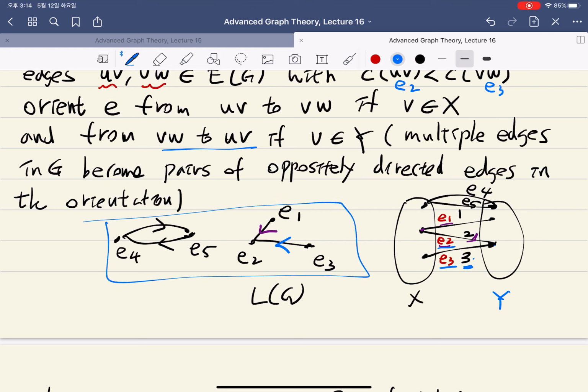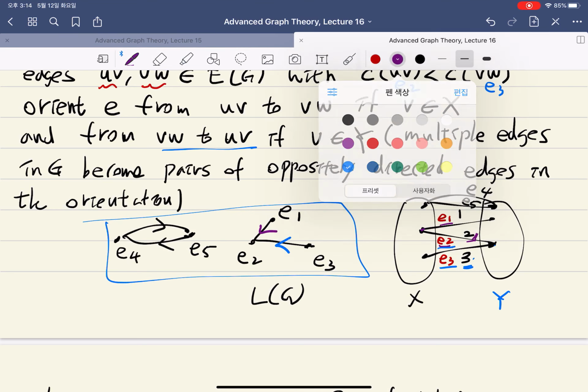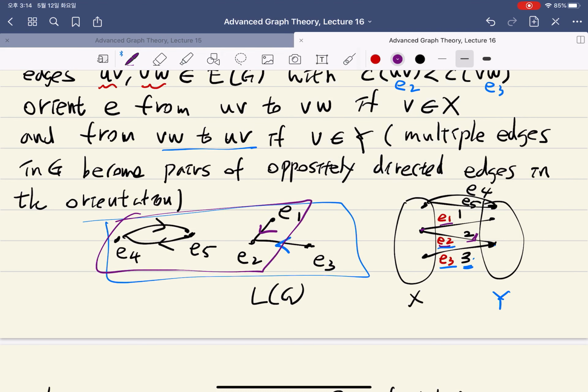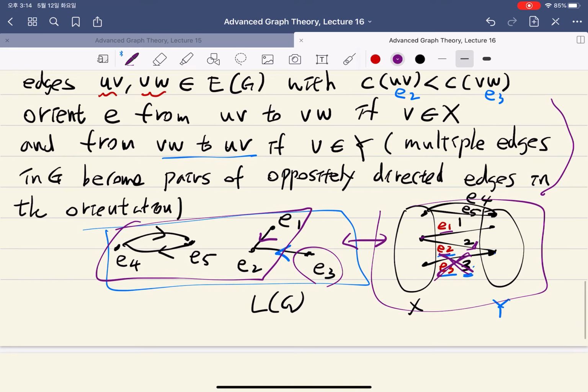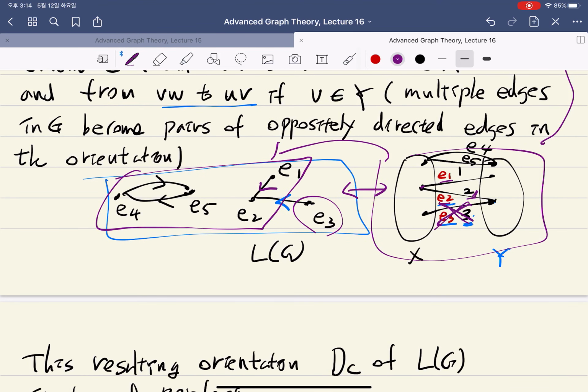in here, if you take a certain induced subgraph, then we exclude this vertex, E3. Then that's the same as we delete this E3. Here, these two are the same. So what we do is we delete some edges here, and then we go through this to produce this line graph with the orientation, which is the same as taking an induced subgraph here.